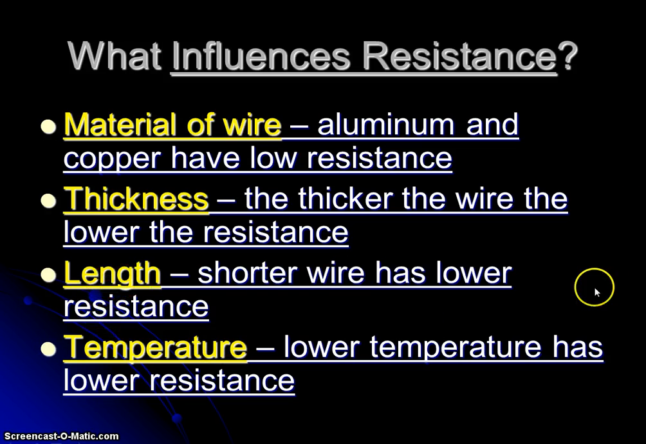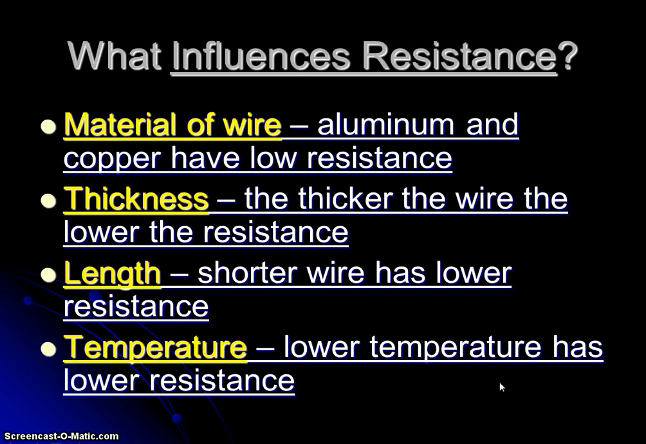The length of the wire. A shorter wire is going to have lower resistance, you have less stuff that is in the way of the current. So if there's less stuff in the way, then that allows that current to flow better. So the farther that wire is stretched out, the more difficult it will be for that current to travel along it. And the temperature. Lower temperatures generally have lower resistance.